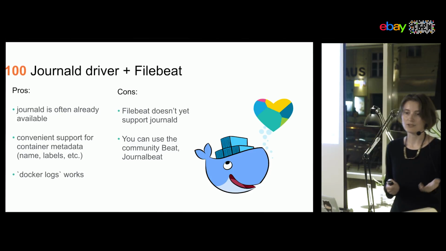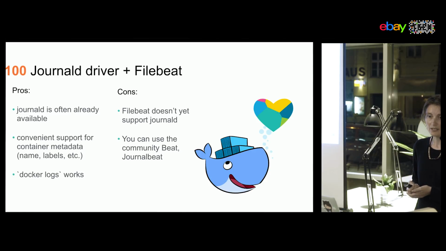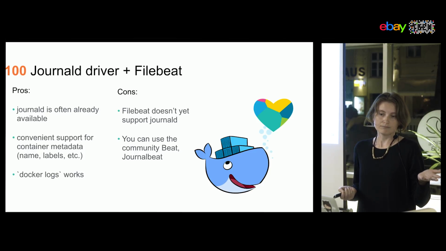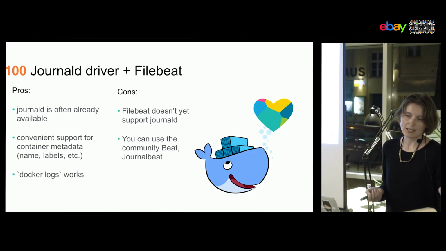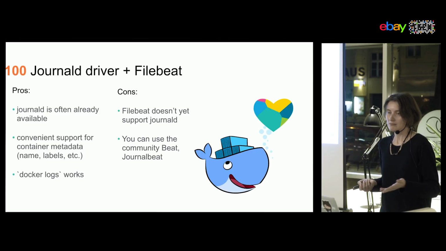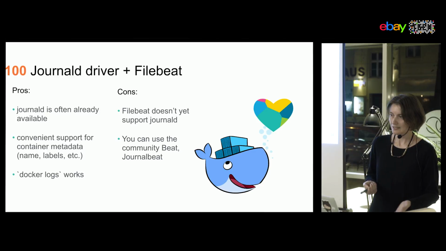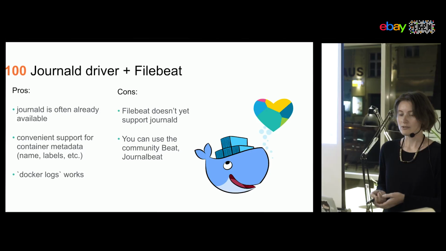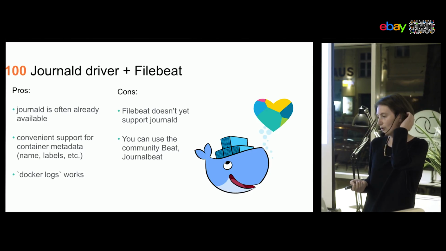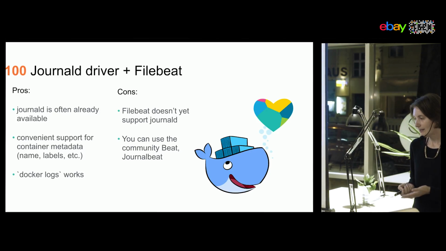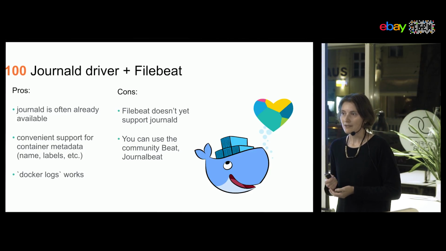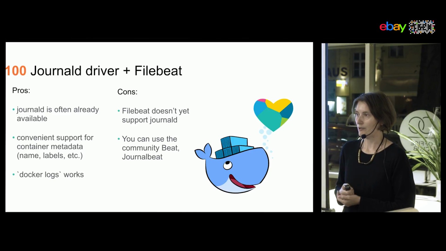Another option is to use the journald driver together with Filebeat. The advantage is that journald is often available, and you get support for getting the container metadata like labels and the name of the container. The docker logs command works, but the disadvantage is that Filebeat doesn't have support for journald yet, but there is a community beat that has support for that.